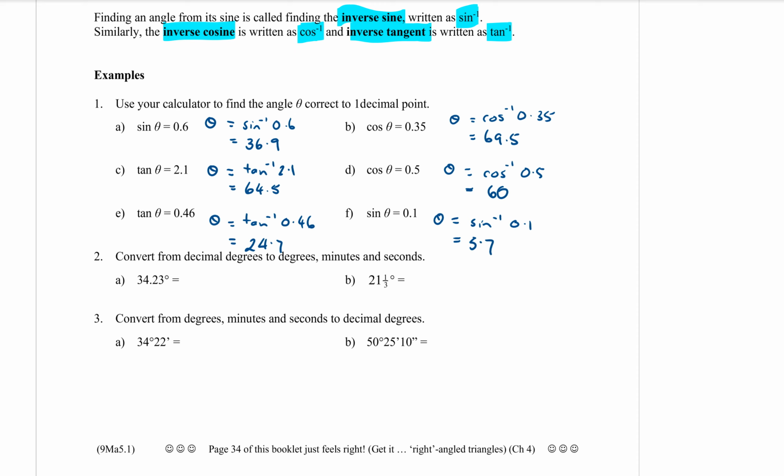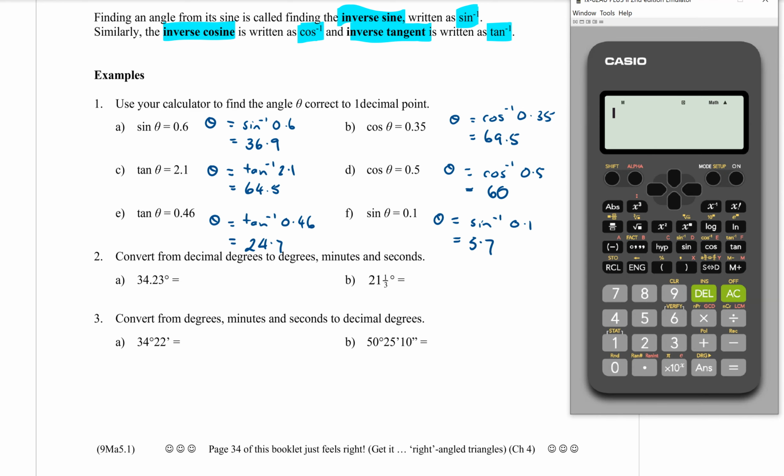Okay, question two, convert from decimal degrees to degrees, minutes, and seconds. So remember that there are smaller measurements that we can measure angles in. Degrees is the one that we're familiar with, but there is also minutes and seconds. To do this on our calculator, we type in the 34.23. That's the degrees angle that we've been given.